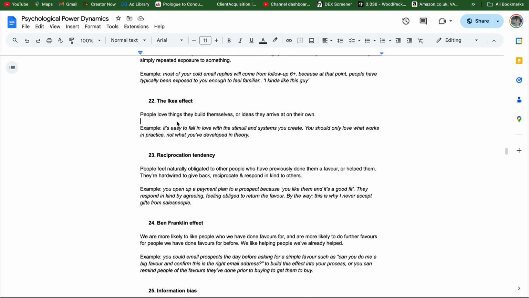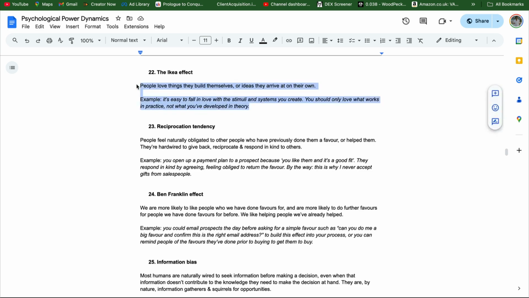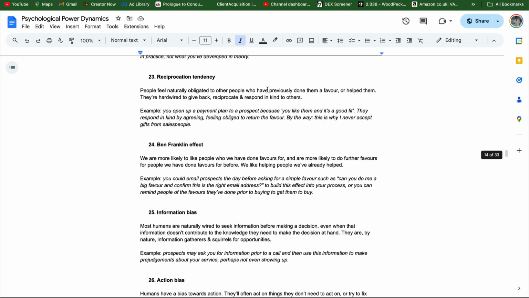The IKEA effect. People love things they build themselves or ideas they arrive at on their own. Example, it's easy to fall in love with stimuli and systems you create, and you should only love what works in practice, not what you've developed in theory, right? People will spend, I see this all the time, like 2 months building a logo, or a month building a website, or a year building a business, or 10 years building a business, right? And they fall in love with it because they built it themselves when in objective reality it's terrible and it's just very difficult for them to face that. But you need to realize you should only love what works in practice and not what you've developed in theory, right?